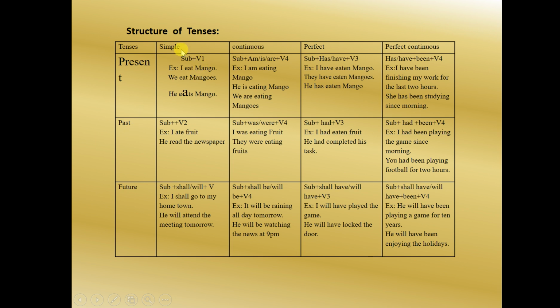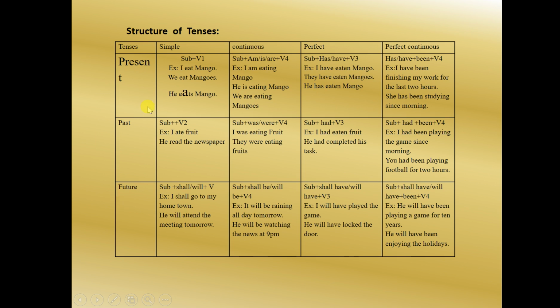What is the structure for past simple? Subject plus V2. Past continuous, subject plus was or were plus V4. Past perfect, subject plus had plus V3. Past perfect continuous, subject plus had plus been plus V4.